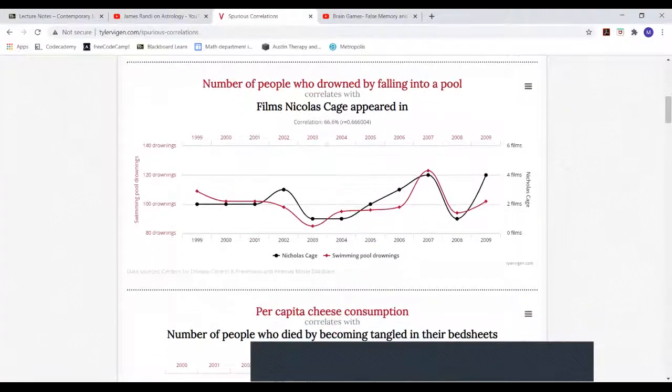This one is the number of people who drowned by falling into a pool in films that Nicolas Cage appeared in. If you think those two things have anything in common, I don't know what to tell you. But there's a fun thing our brains do, right? It's like, is Nicolas Cage causing these people to fall into the pool? We want to assign causal relationships here. Does that mean that? No, it doesn't at all. This is completely spurious. Things can correlate and go up and down by coincidence. So it's probably sheer coincidence. Hopefully he's not killing people. Probably not.